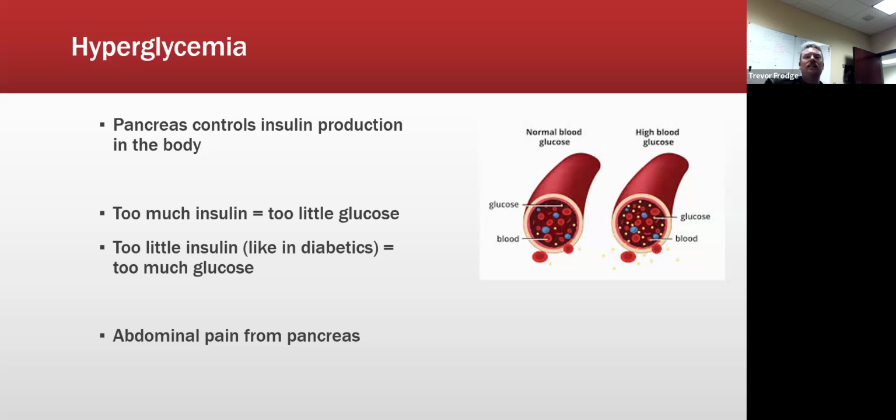You can also have too little insulin, which is what the actual disease of diabetes is. Your pancreas doesn't produce enough insulin, if any at all, which makes too much glucose. Insulin is needed to pull glucose into your cells, every single cell of your body. But without glucose, your cells don't work. And without insulin, glucose can't get into your cell to make it work. So your pancreas kind of goes into overdrive, trying to pull as much insulin out of it as it can, and can create abdominal pain, especially in that upper left quadrant.